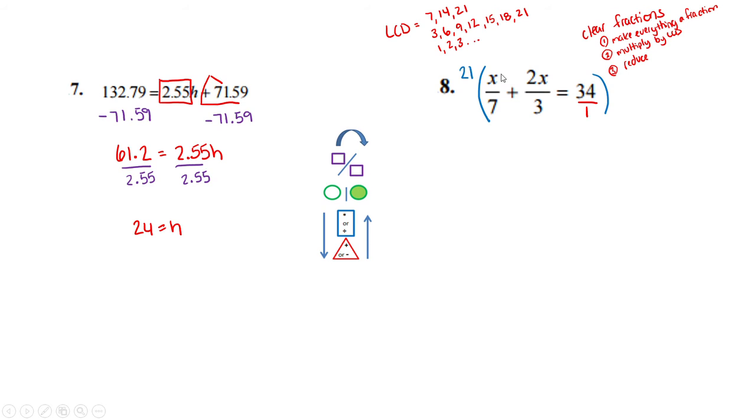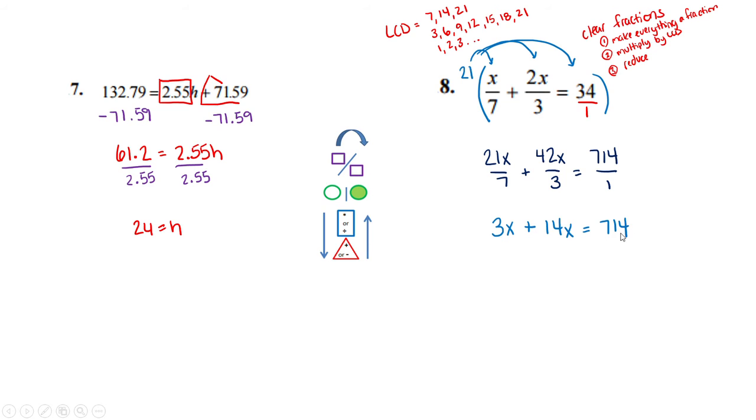So 21 times x and 21 times 2x. This is going to give you 21x over 7, 42x over 3, and you're going to get 714 when you multiply 21 times 34. Always keep your same denominator. Then we're going to divide, and we're going to get 3x plus 14x equals 714.